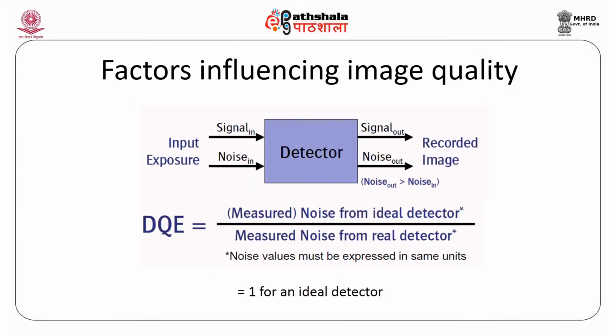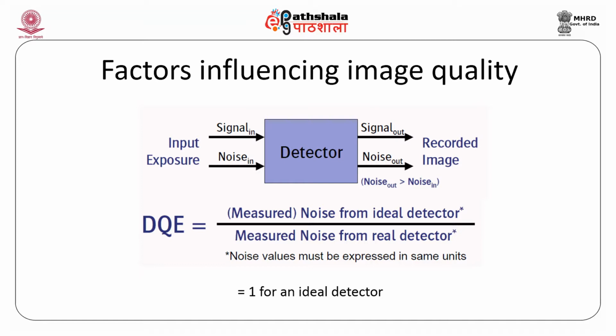What we see in this illustration is input exposure, which is given in radiation dose. Signal is in, and noise is also coming along with that to the detector. When the signal comes out, the noise is also out. So we see the recorded image. It also shows DQE equal to the noise from an ideal detector divided by the measured noise from a real detector, as seen in that equation.